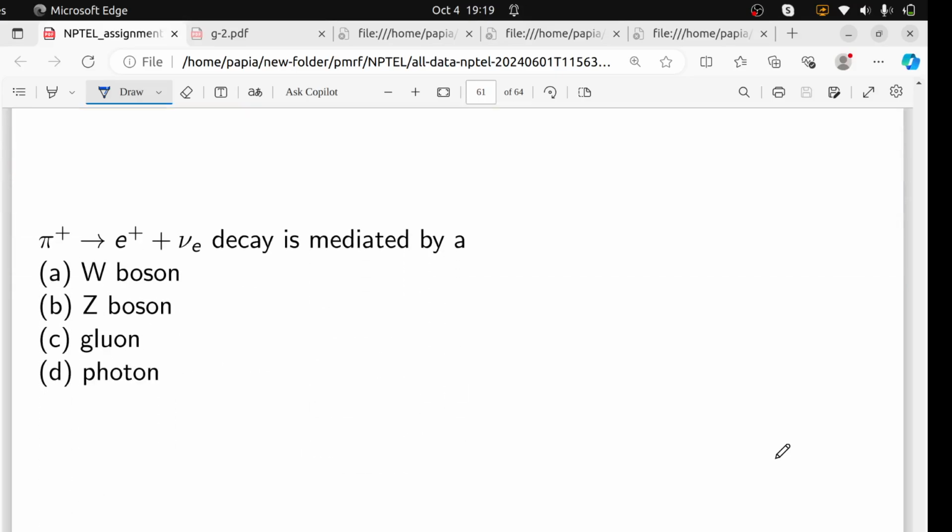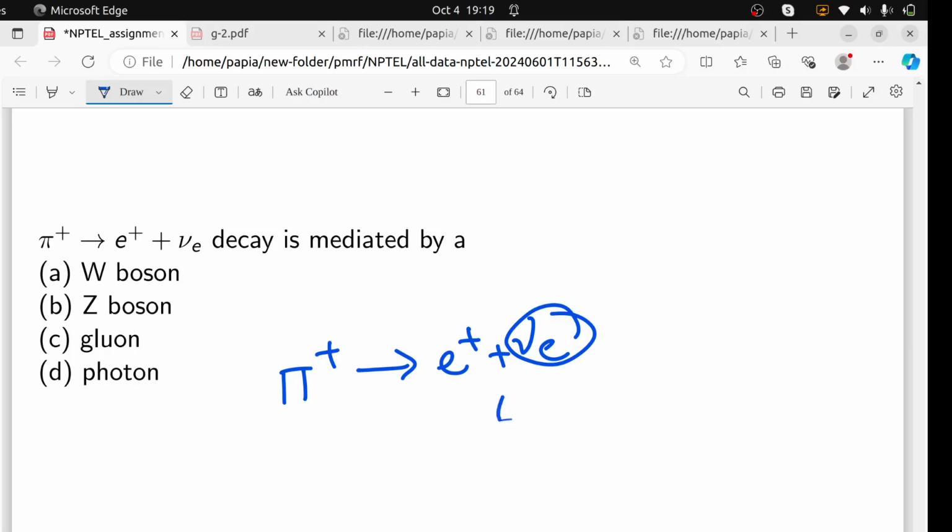Now the last question is π+ going to e+ ν_e. The decay is mediated by what? π+ decays to e+ ν_e. As ν_e is present, that means weak interaction should be there. Now weak interaction means W+, W−, Z0. Strong interaction will not be there, which means gluon will not be there. Photon will also not be there. Either among these two, one will be there. Which one will be there?